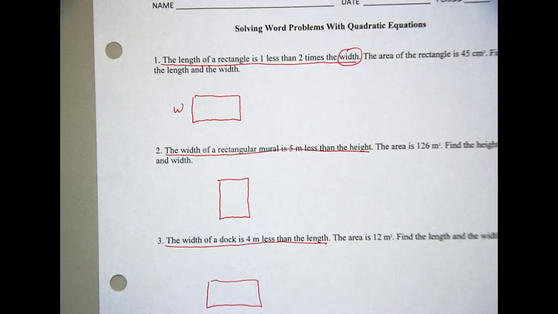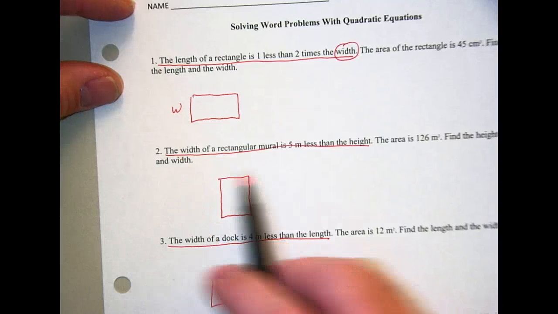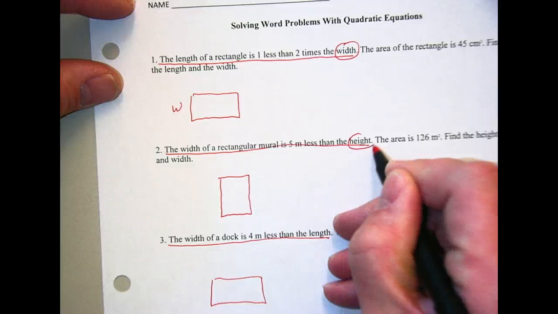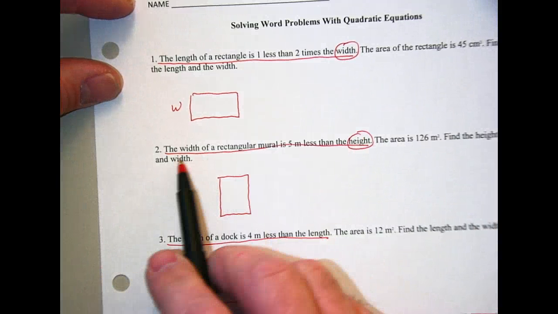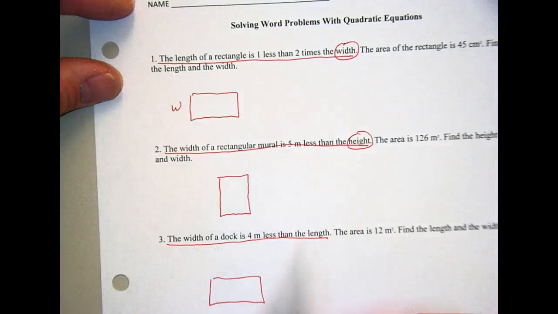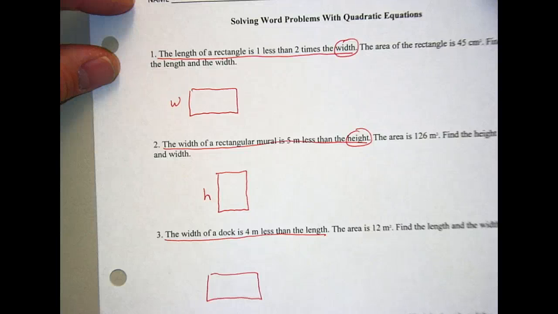Okay, tell your neighbor, does the width depend on the height or does the height depend on the width in this one? Which one do we need to know before we can find the other? Okay, how many say height? How many say width? The answer is height. You need to know the height before you can figure out the width. If we know the height, the width is 5 meters less than the height. So we have to know the height first. So I'm putting that in as my variable.